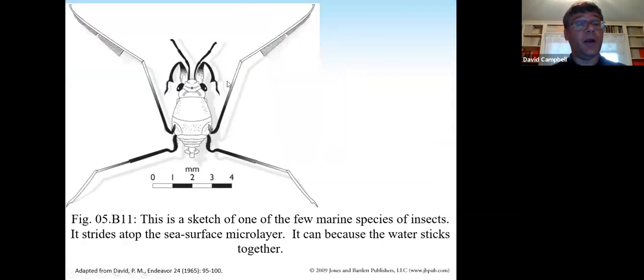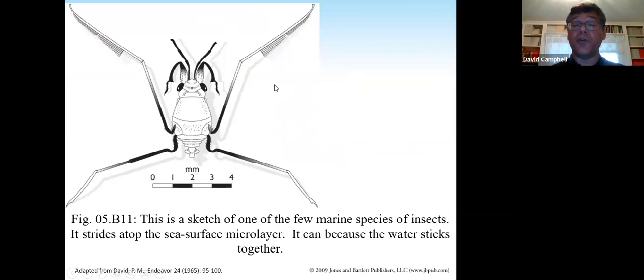Some examples of life there. This little, it's actually a true bug, is one of very few ocean insects. These skate around on the sea surface. You may have noticed similar ones that live on fresh water, skating around on ponds and creeks and rivers in our part of the world. You can find them pretty easily. You go down to the Broad River Greenway, for example.